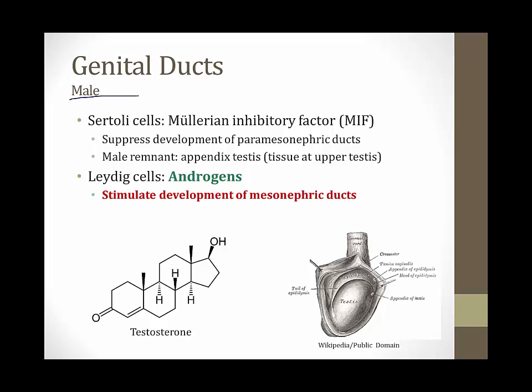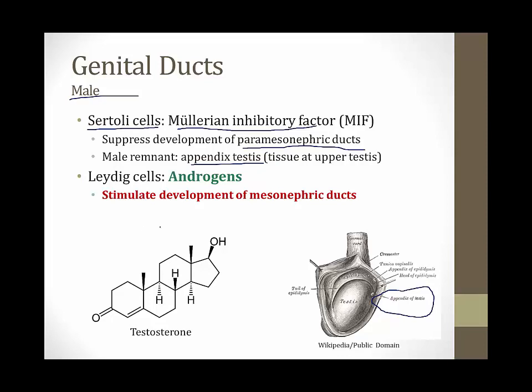Obviously in the male, you want the Mullerian ducts to go away because those lead to development of female structures. The way this happens is the Sertoli cells release a substance called Mullerian inhibitory factor. It suppresses development of the paramesonephric or Mullerian ducts, and they will eventually go away, but for a small remnant in the male called the appendix testis. This is a little bit of tissue at the upper testis. It's shown here in this drawing at the bottom right side of the screen.